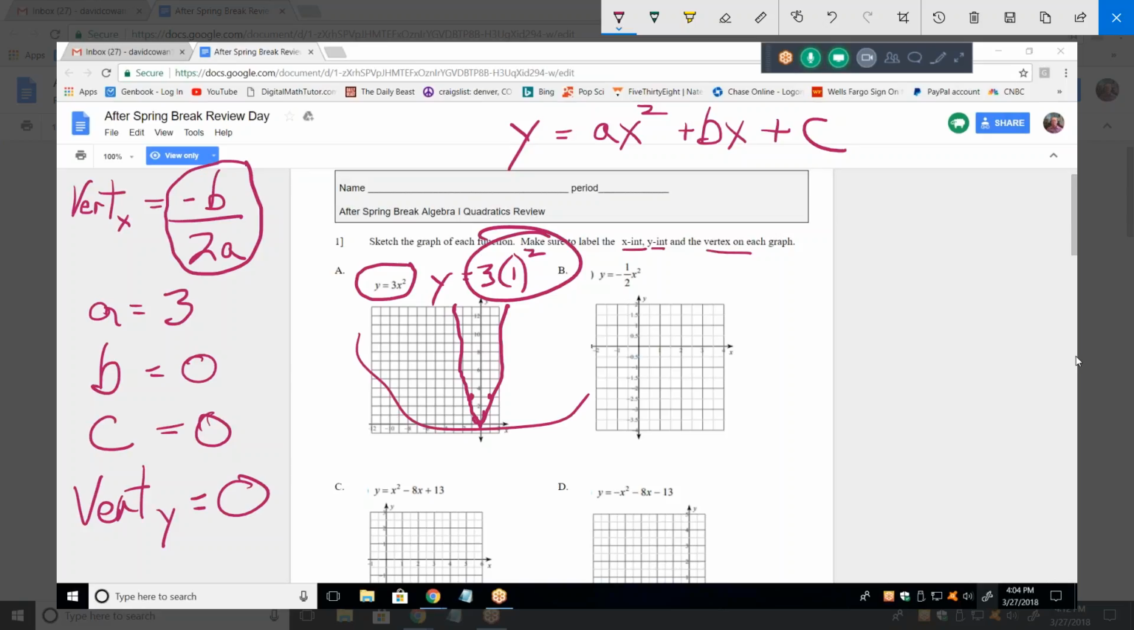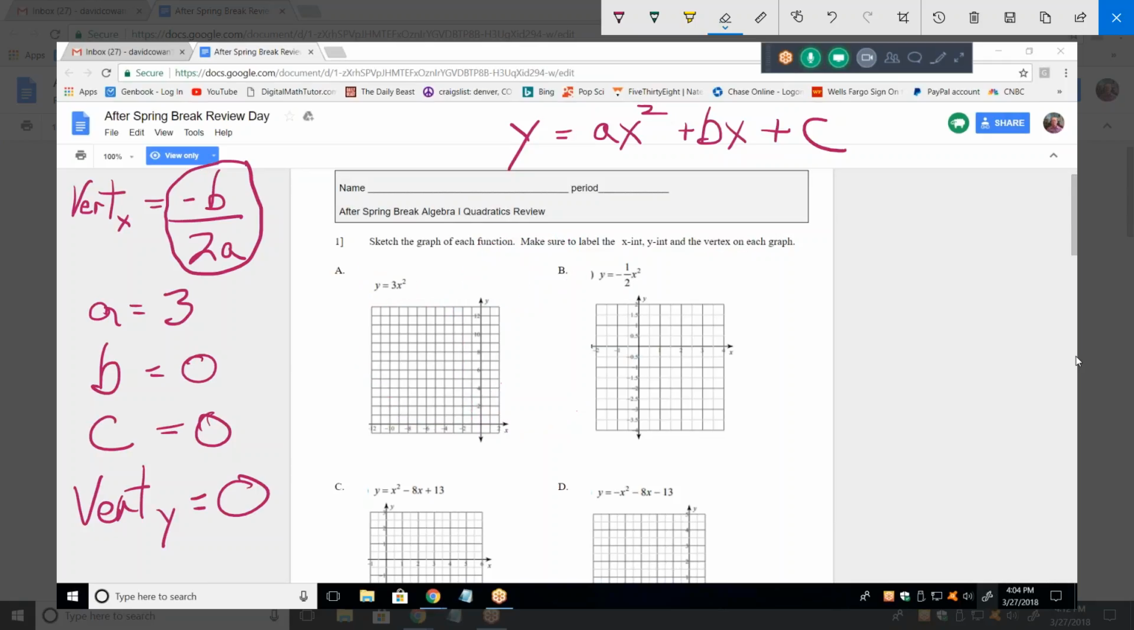And all I needed besides the vertex was 1 point for x, figure out what y is, and that tells you a point that's on that curve, okay? So that's what we're going to do for all of these. Now, the next one.